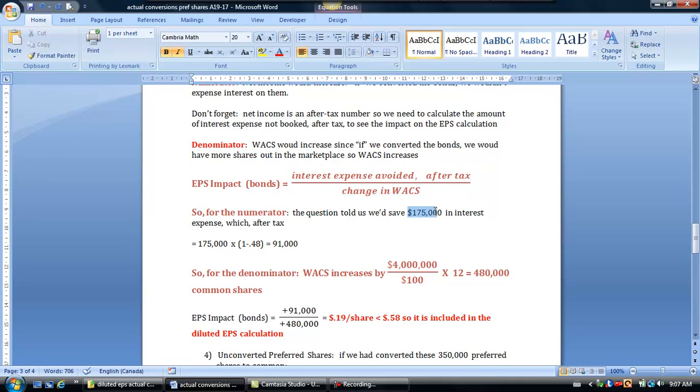So your question actually calculated this for you. They gave you $175,000 in interest expense that would have been saved, but that's pre-tax. You have to calculate it after tax. In the question, they give you a 48% rate. So now we know that our income available to common shareholders would have increased by $91,000 had we not booked any interest expense on the bonds if they had been converted. So now, what do we have to do in the denominator? Well, to figure out the change in the denominator, we have to figure out how many more shares would have been issued.